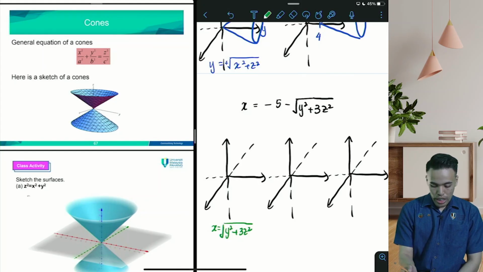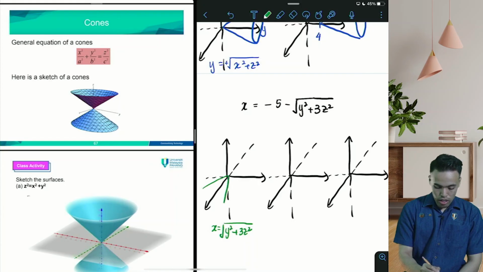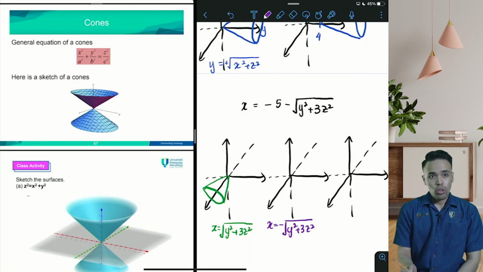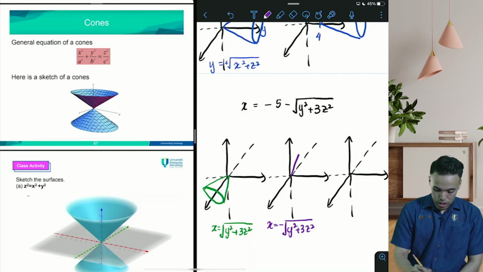So you will end up getting a cone, and this cone will be along variable x, positive. And then right after that, x is equal to negative square root of y squared plus 3z squared. You will end up getting the cone, and this cone will be reflected along the x-axis. So it will be somewhere over here.